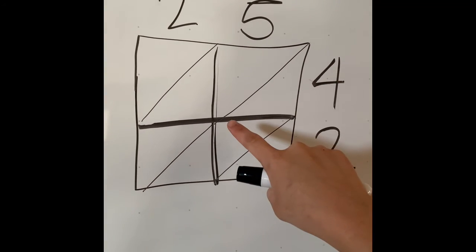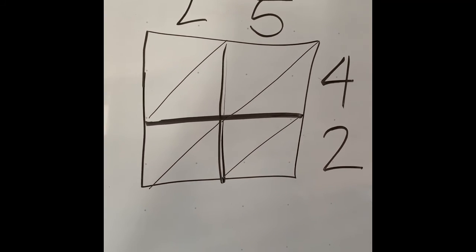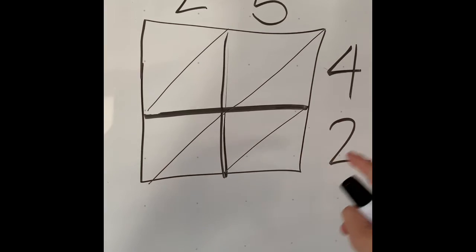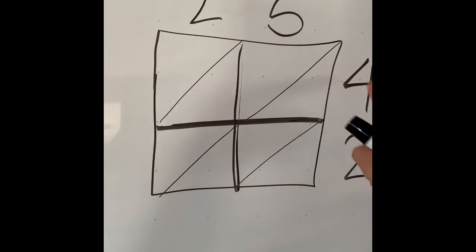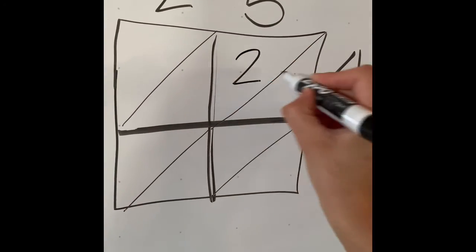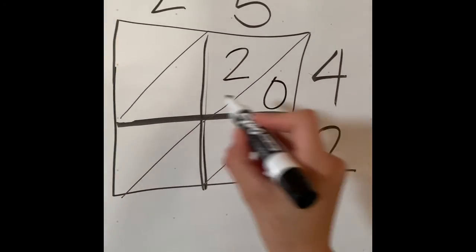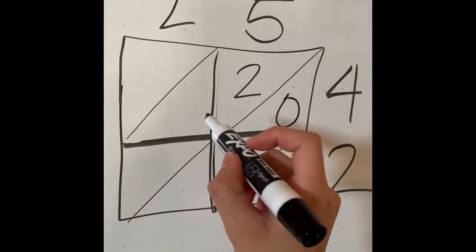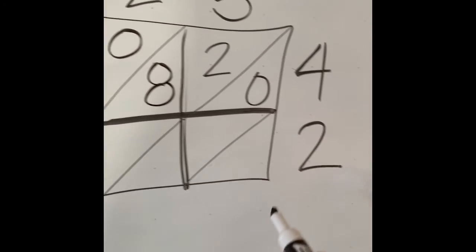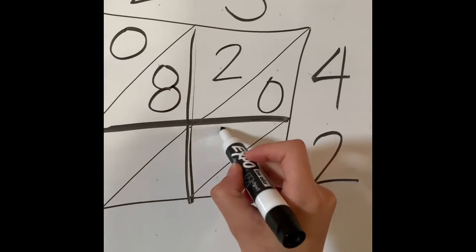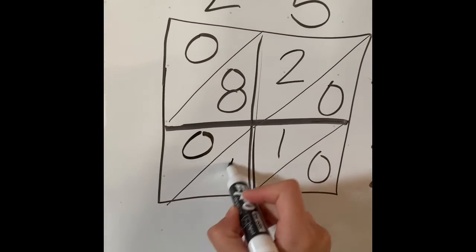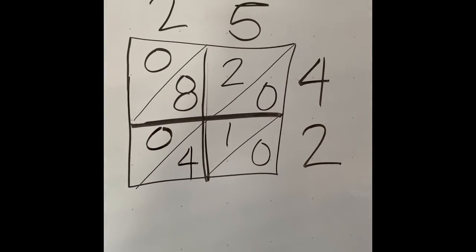Since we do have the diagonal line in the middle, only one number can go in each little box right here. So I would just multiply like regular. So 5 times 4 is 20. So I will put my 2 here, my 0 here. 2 times 4 is 8. So a 0 and an 8. 5 times 2 is 10. So my 1 and my 0. 2 times 2 is 4. So my 0 and my 4. So that's what it should look like for now.